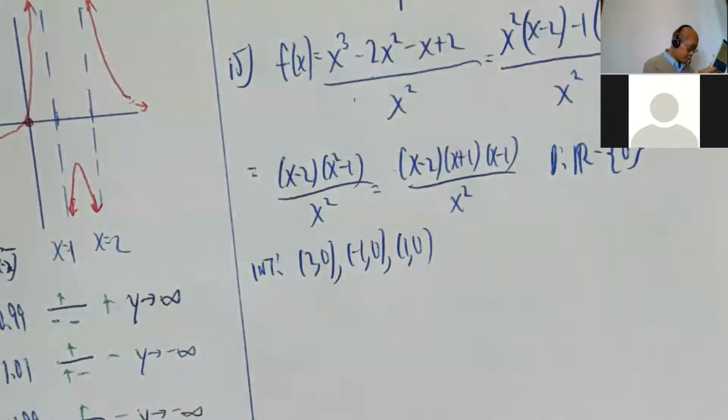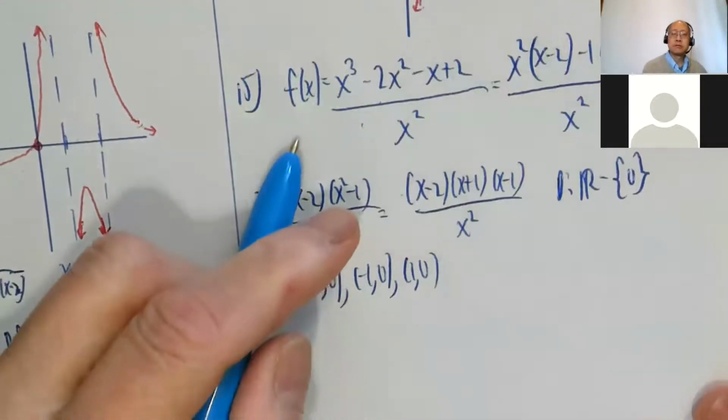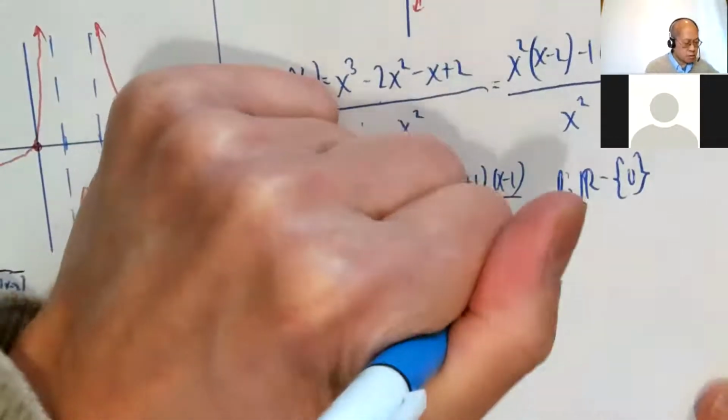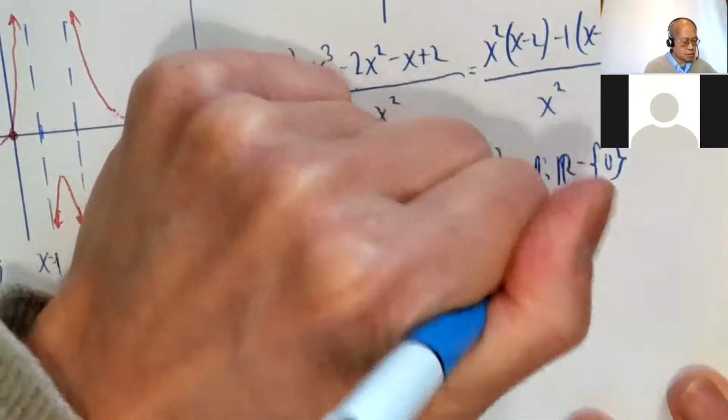What else does it ask for? Okay, domain, got that. Intercepts, got that. Vertical and horizontal asymptotes. We know we have a slant asymptote, so there's no horizontal asymptote. Vertical asymptote, I got no cancellation, so x equals 0.